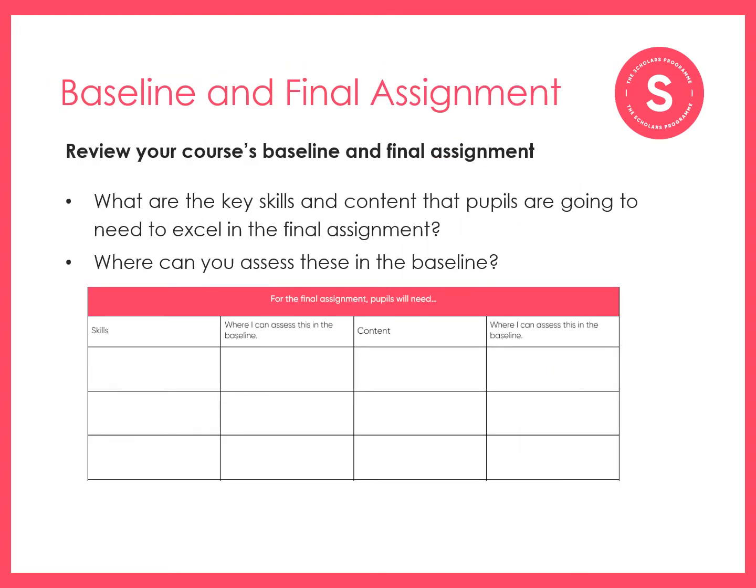This activity asks you to start by looking at the final assignment and identifying the key academic skills and content or subject knowledge that pupils will need in order to complete it. When you have identified these, write them in the first and third column on the worksheet, which you can also download below this video. Once you've done this, look at your baseline assignment in Tutorial 1 and identify where you can assess pupils' current level of skill or knowledge of content in the baseline assignment.